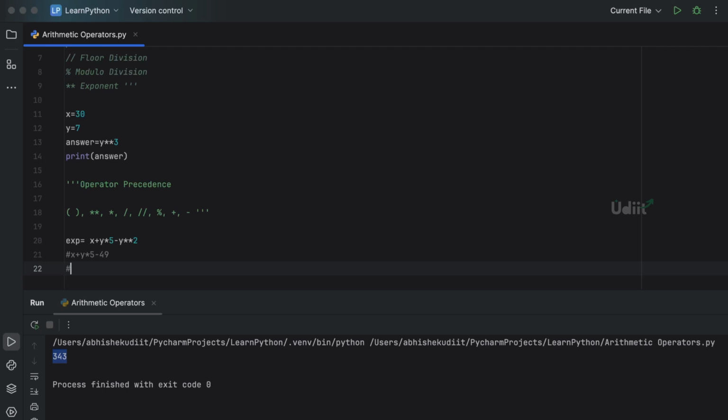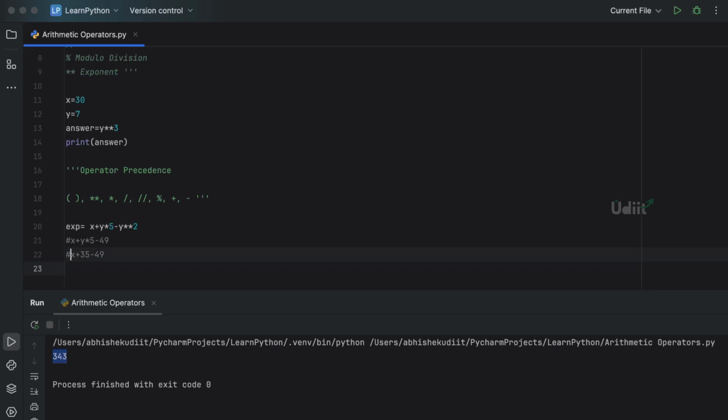After we have done the exponent, the next priority goes to multiplication. So we have multiplication over here, that's nothing but y multiplied by 5. I'll say x plus 35 minus 49. So this will be the second step. Now, let's come to the third step. We have addition and subtraction. So addition has the higher priority. So x value is nothing but 30 plus 35. It will be 65 minus 49. So this will be the last step. The answer will be 16.